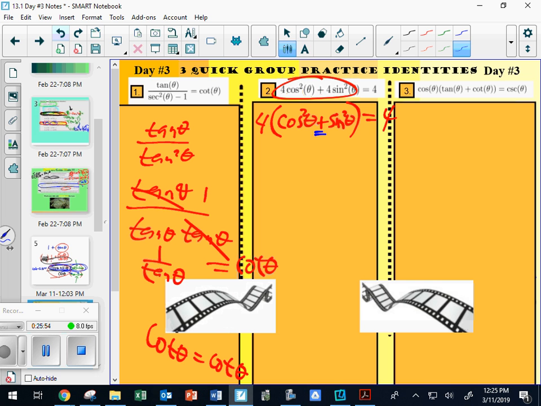Good question. I'm glad you brought it up. I hear you that it seems like we should divide by 4, but you can't. In proofs, you can't do stuff to both sides. You can only do stuff to one side or the other. Yes?